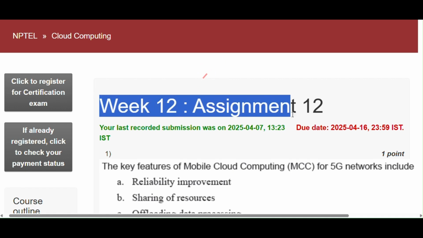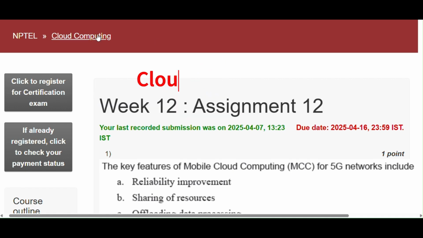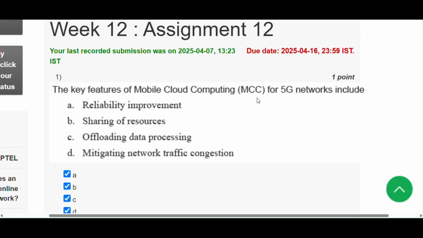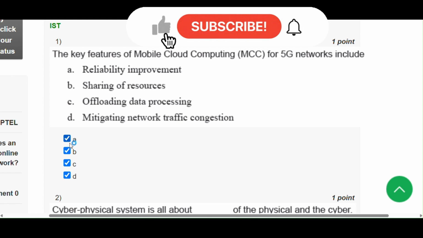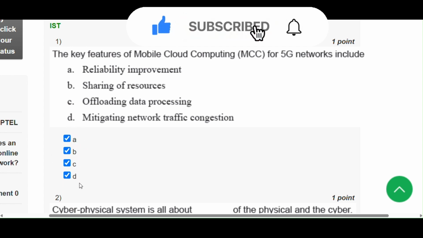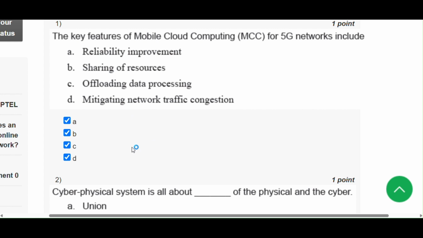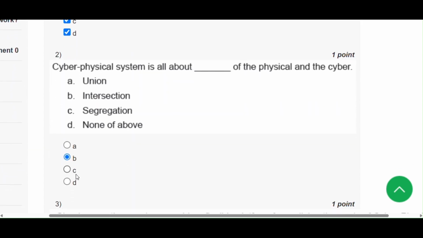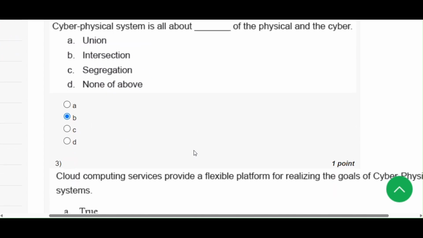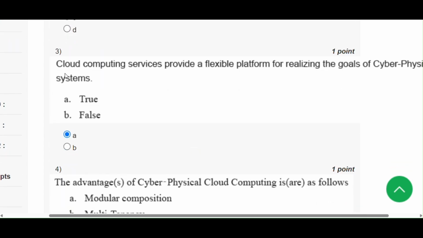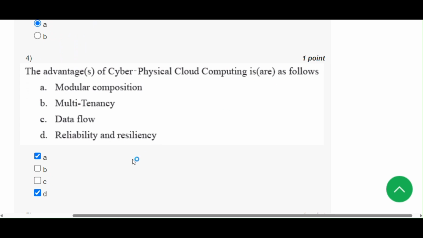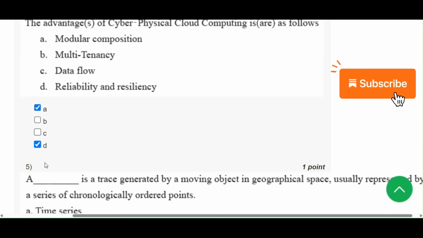Today I will discuss week 12 assignment 12 answers of the course Cloud Computing. So for the first question, all of the above options are correct. Now for question number 2, option B, that is intersection, will be the correct answer. For question number 3, it will be true. Now question number 4, A and D are the correct answer.